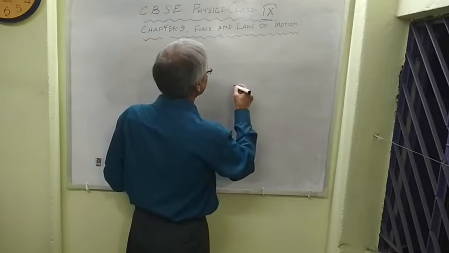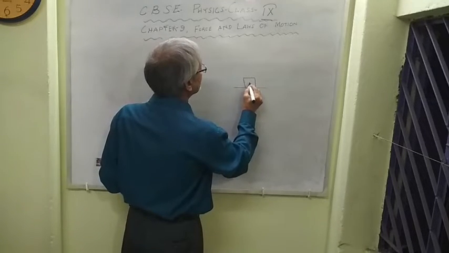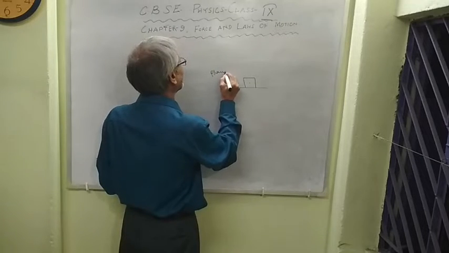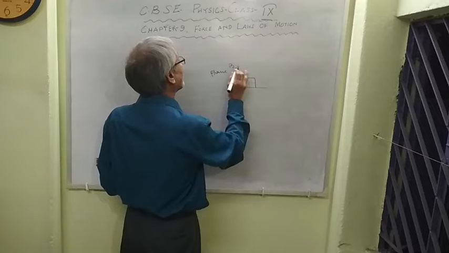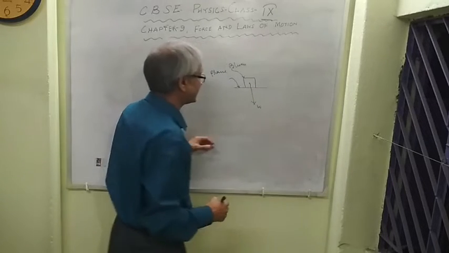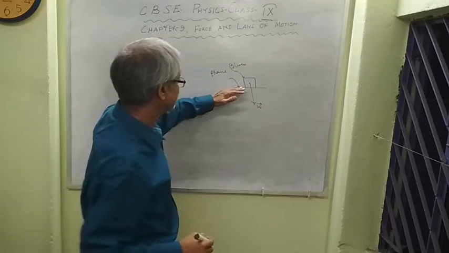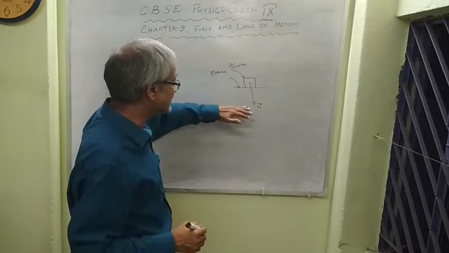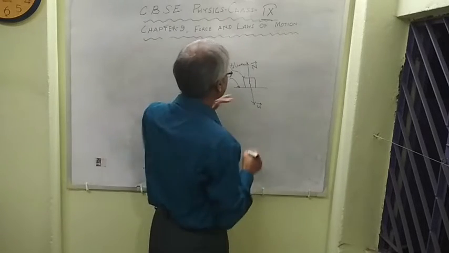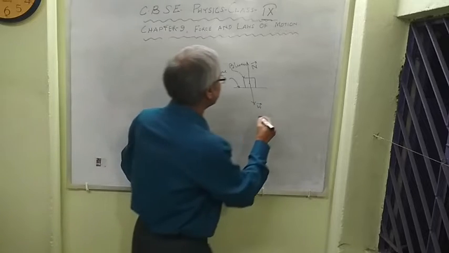Let us consider a plane. An object of weight W is kept on it. This is a block. Now, its weight W acts vertically downwards. We may write an arrow sign. And the plane also exerts an equal amount of force, which we write as another symbol, N, in opposite direction.